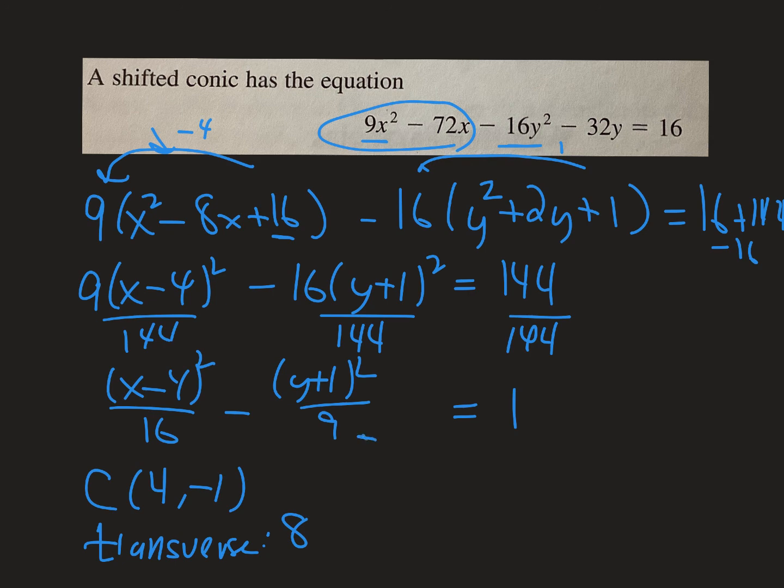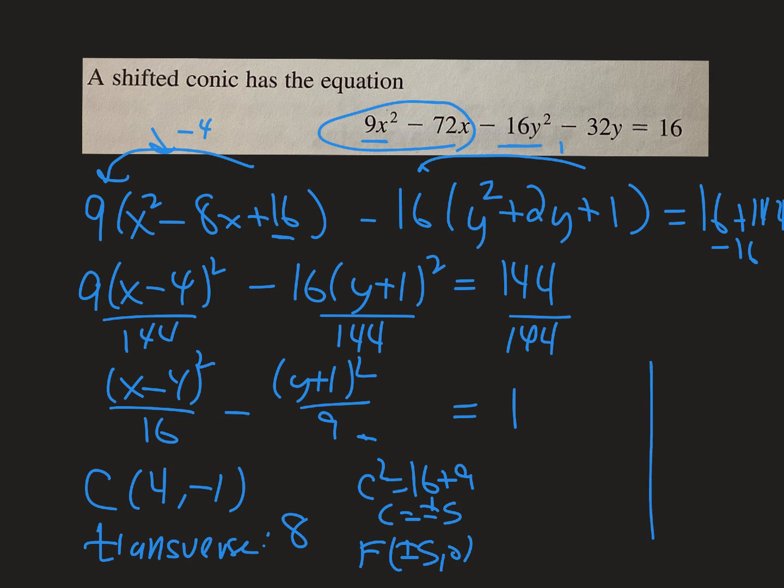The foci, we could find that too. Then c squared is a squared plus b squared. If we did a squared plus b squared, it'd be 16 plus 9. So c would be plus or minus 5. So my foci would be at plus or minus 5 and 0.